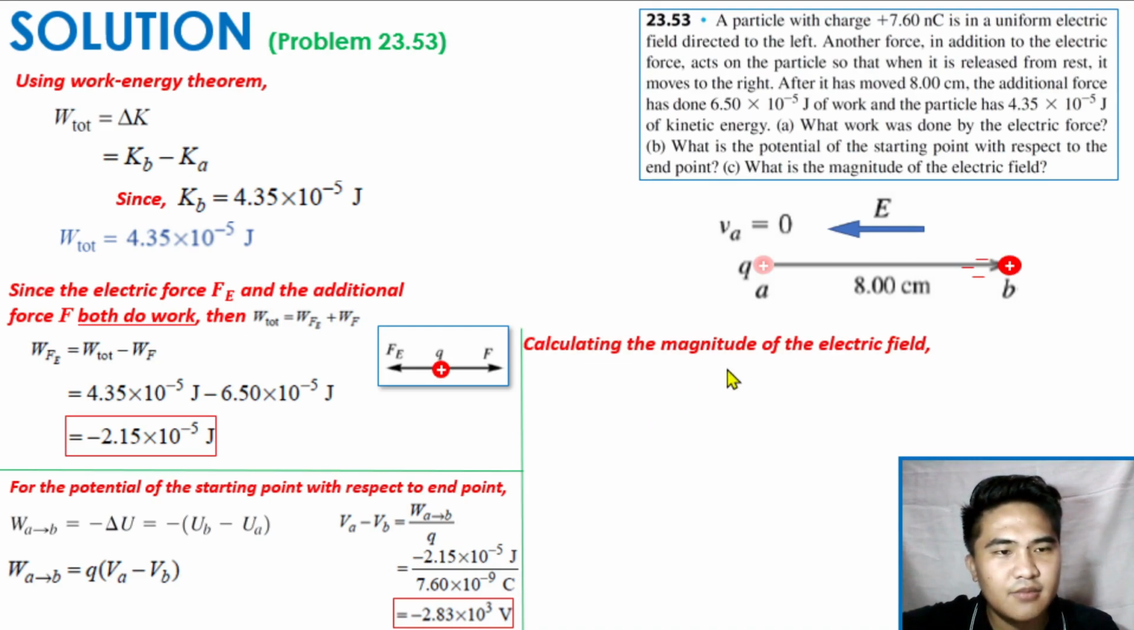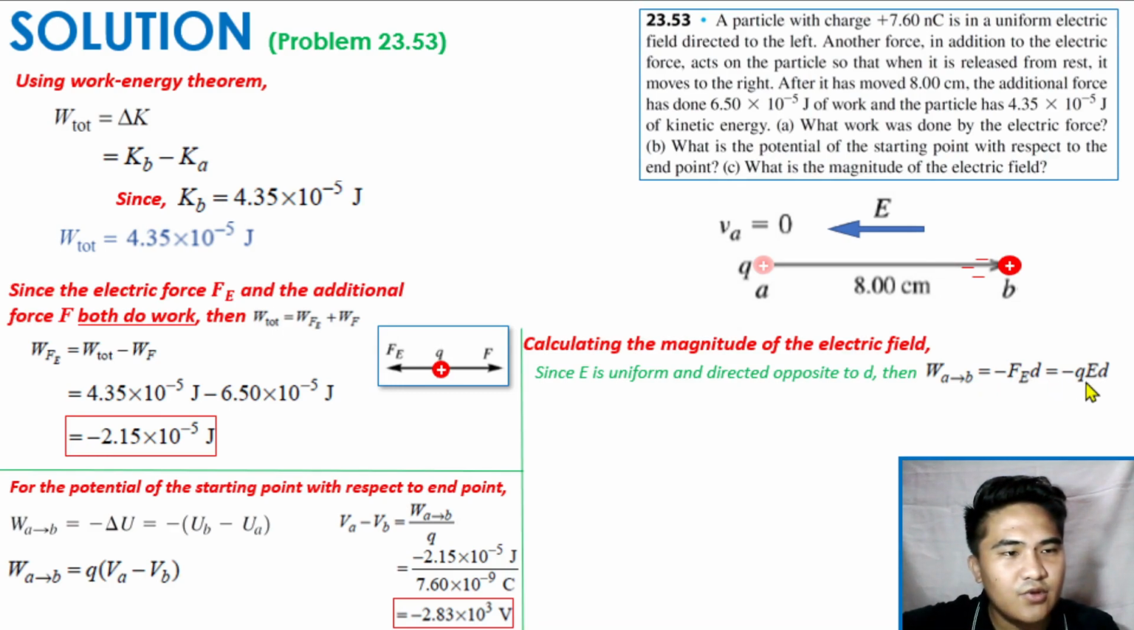Now let's calculate the magnitude of the electric field. Since E, the electric field, is uniform and directed opposite to d, so our d is to the right, our E is to the left, then we have work from A to B is equal to negative electric force times distance, which is equal to negative qEd, because we know that electric force is equal to qE. Rearranging to get the electric field, we have E equal to negative work from A to B over qd.